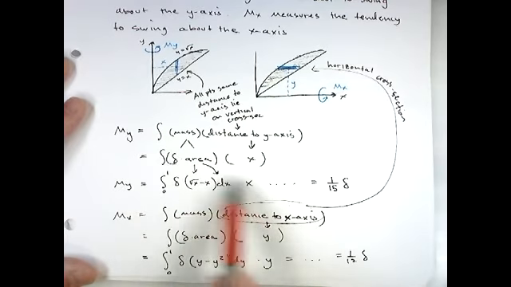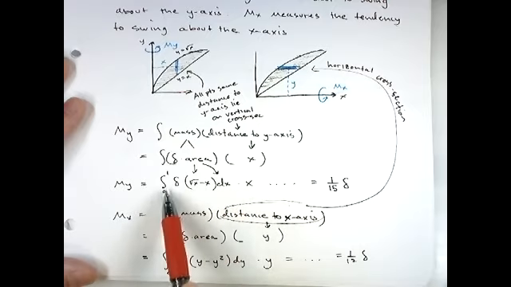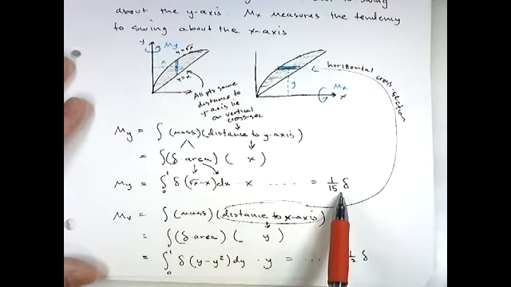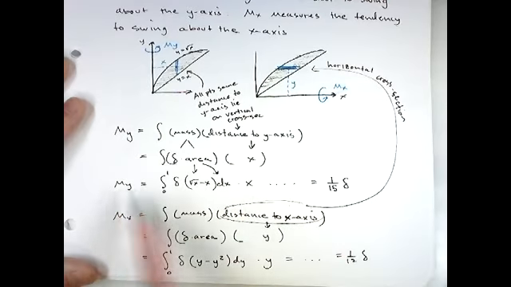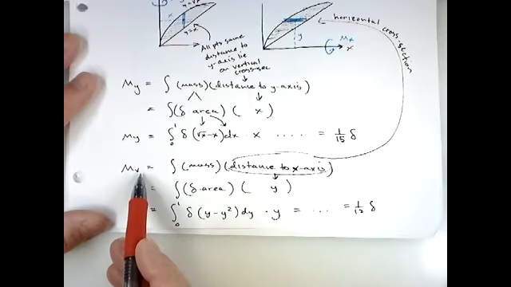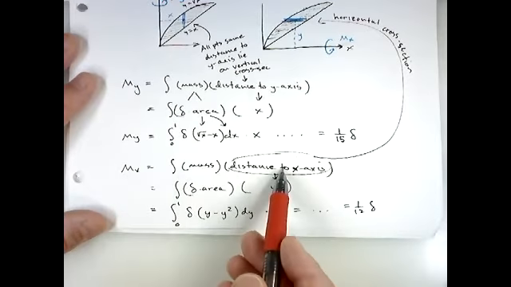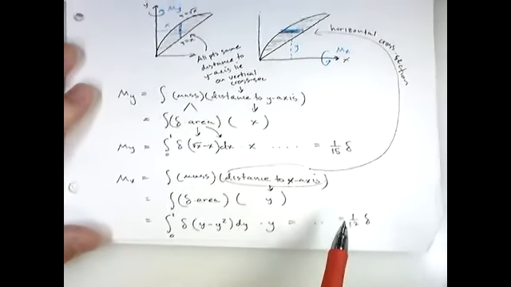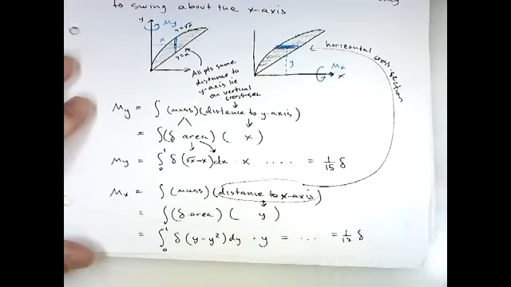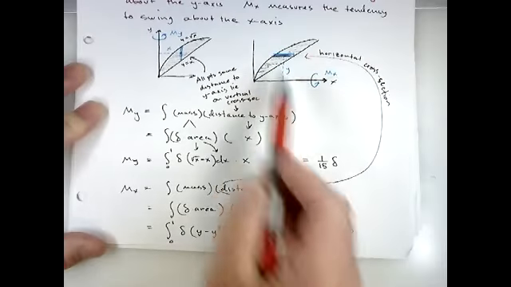If you distribute the x and integrate this from 0 to 1, you will get 1/15 delta for the moment about the y-axis. Moment about the x-axis is mass times distance to the x-axis. This is the situation where we're using horizontal strips. So right here.